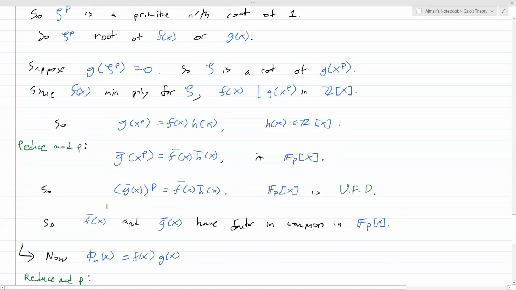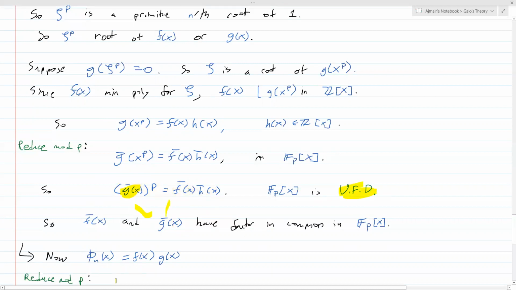So what does this mean? Now f of x, f bar of x, and g bar of x have a factor in common in this polynomial ring with coefficients in the finite field, right? What we did was show this relationship, and then since this is a unique factorization domain, when you take all of the irreducible factors on this side and the irreducible factor decomposition on this side, you're going to see that f of x and g of x have some factors in common, right?